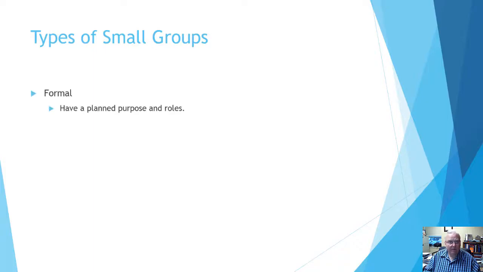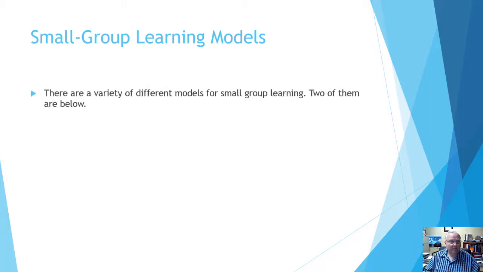Two different types of small groups you can have are formal, which have a planned purpose and roles, or the more common are probably informal groups that can work over a much shorter duration without assigned goals. This is probably more common. So some small group learning models. There's a variety of different models in your book that are discussed for small group learning. We're going to discuss a few of them here.